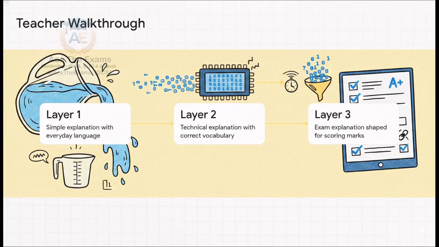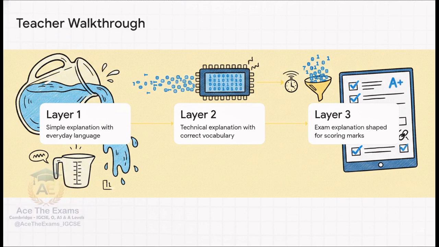Let's break down the cognitive process of a top-tier student. Step 1 is everyday language. This is where you understand the concept like you're explaining it to a friend at lunch. Overflow is like trying to pour a liter of water into a half-liter cup. It spills over and makes a mess. That's fantastic for conceptual grounding, but honestly, it scores 0 marks.